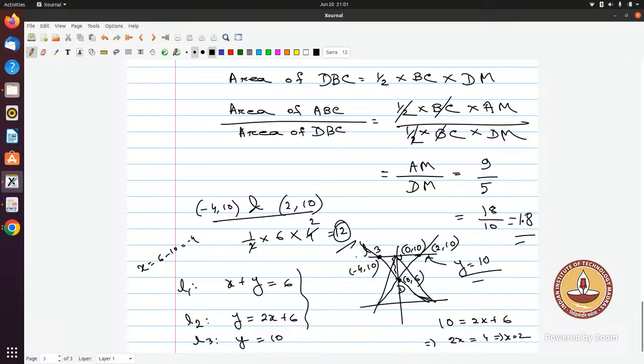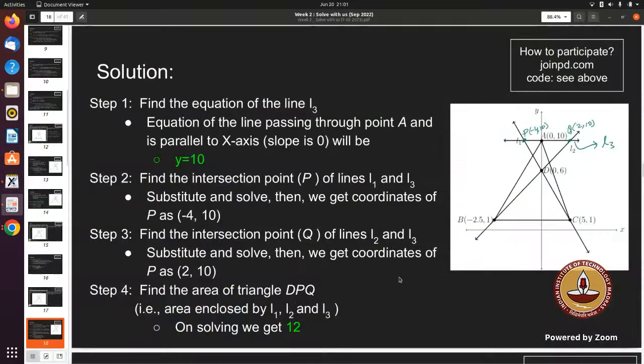So we don't have to use that area formula. Still, we can find this. That will shorten your process a little bit. Otherwise, you can use the area formula; you will still get 12. Okay. Any doubt till this point?